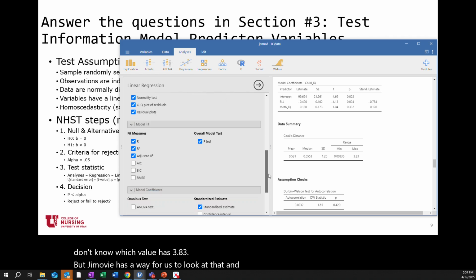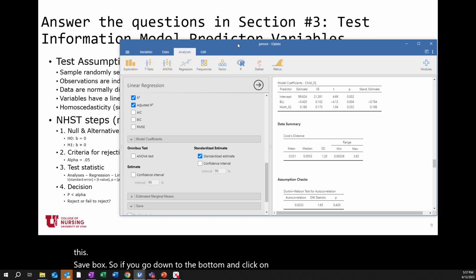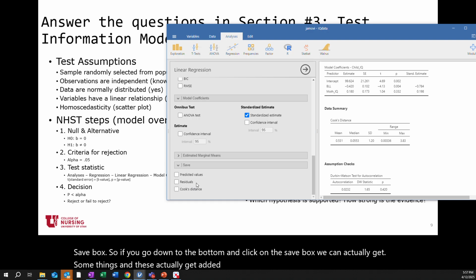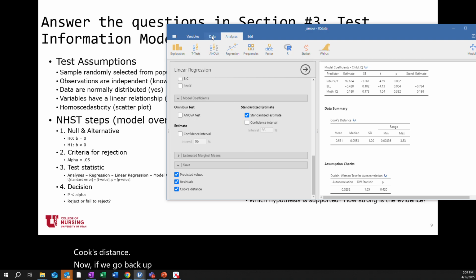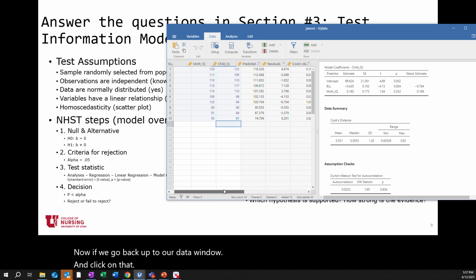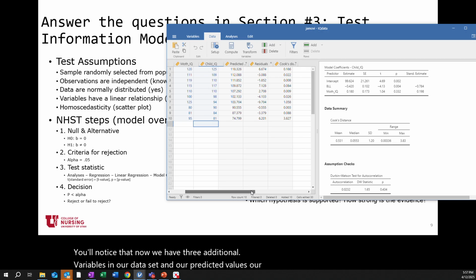And so we're going to go ahead and go down to this save box. So if you go down to the bottom and click on the save box, we can actually get some things, and these actually get added to our data set. So we're going to go ahead and just get all three: predicted values, residuals, and Cook's distance. Now if we go back up to our data window and click on that, you'll notice that now we have 3 additional variables in our data set.